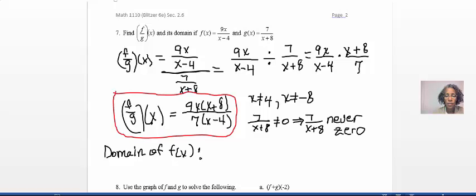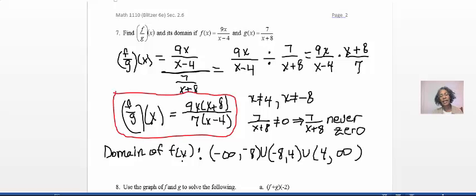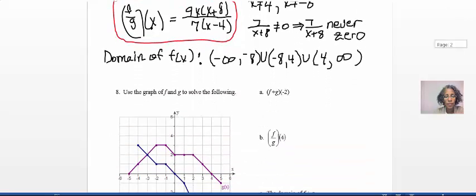So the domain of f over g of x, the other thing we were asked to find, is the interval from negative infinity to negative 8, unite it with the interval from negative 8 to 4, unite it with the interval from 4 to infinity. And that is our domain.